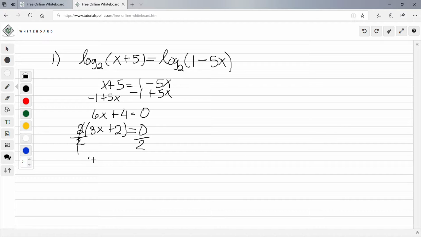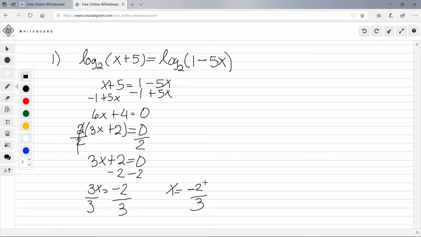So now we're left with 3x plus 2 equals 0, because 0 over 2 is 0. Let's solve for x. I'm going to subtract 2, so 3x equals negative 2, and then divide by 3. So x equals negative 2 over 3.